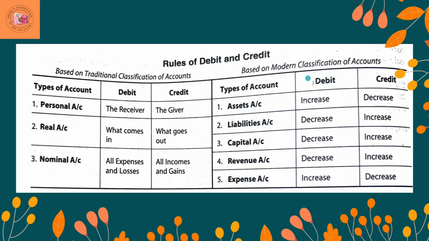And now, on the basis of modern classification of accounts, increase in assets are debited whereas decrease is credited. And opposite is used for liabilities. An increase in a liability is credited whereas a decrease is debited. Same goes for capital and revenue. And in expenses, any increase in expense is debited and a decrease is credited.